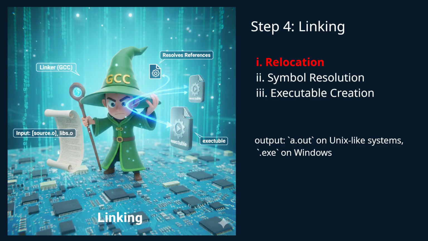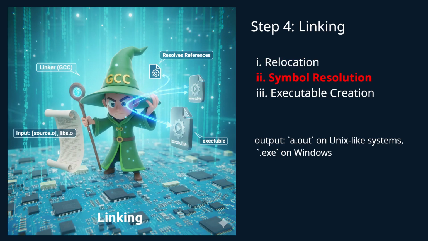The fourth and the final stage is linking. A program rarely exists in a single object file. It usually relies on code from other object files and libraries like the standard C library. Relocation. The linker resolves the temporary addresses assigned by the assembler and assigns final absolute addresses to the code and data.